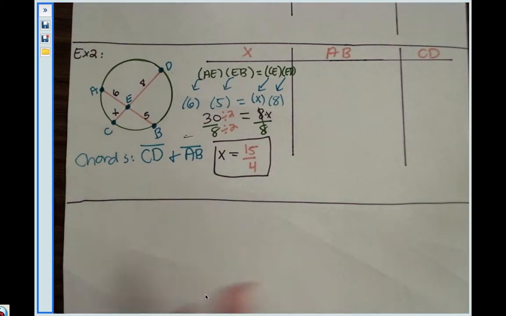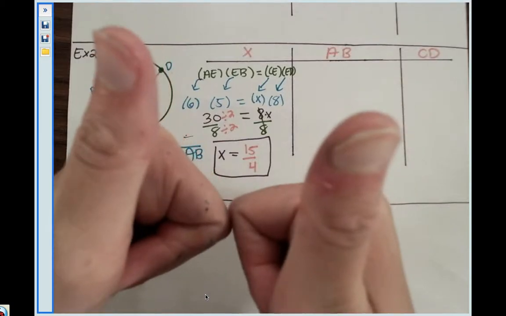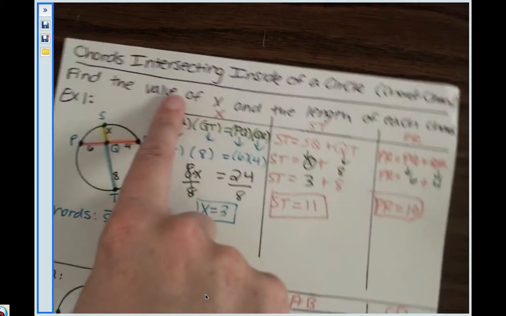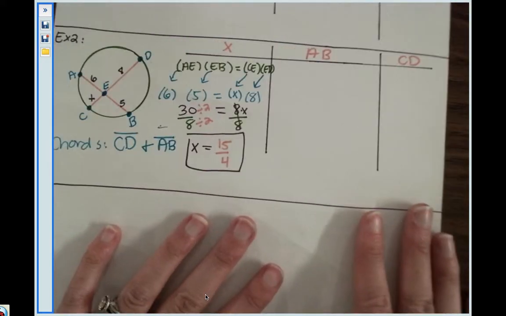All right, let's keep going. So yes, I found X, but we are not done because the problem says to find the value of X and the length of each chord. So now I need to find the length of each chord.